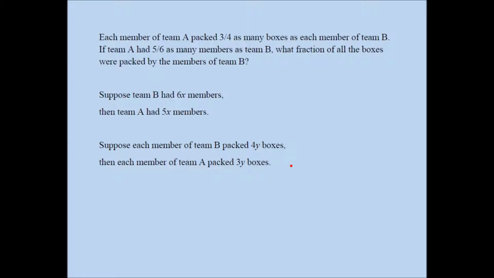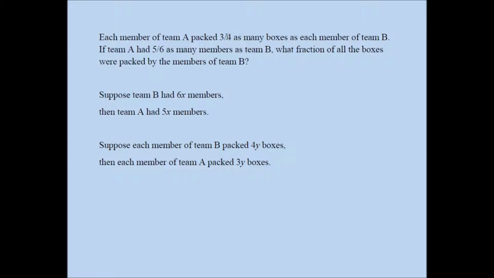I need to know how many boxes were packed by each member of Team A. Well, according to the question, it's 3/4 of this. What's 3/4 of 4y? Well, you can cancel these two 4's and you'll be left with 3y. That's where this 3y is coming from. So in this manner, we can avoid using fractions at this point. So we really want to understand why we assume that Team B had 6x members and each member of Team B packed 4y boxes.